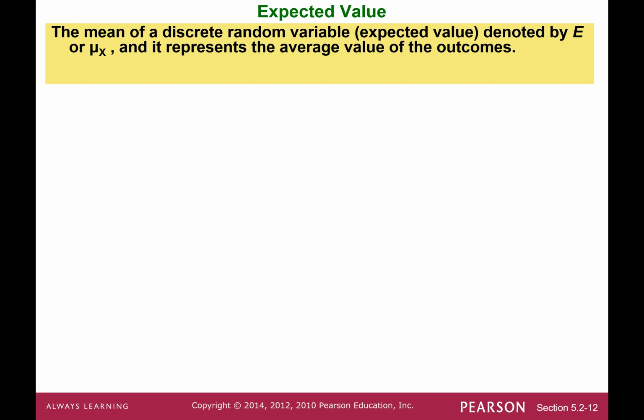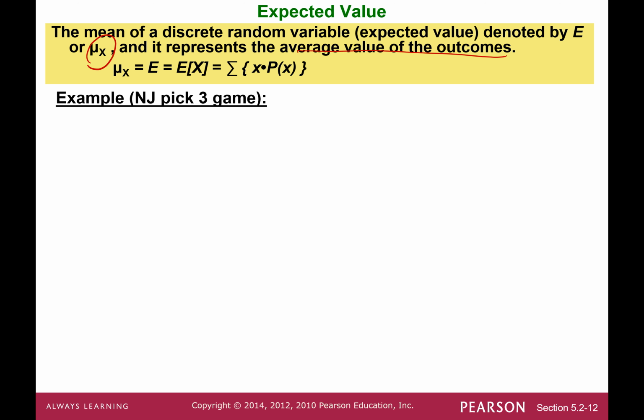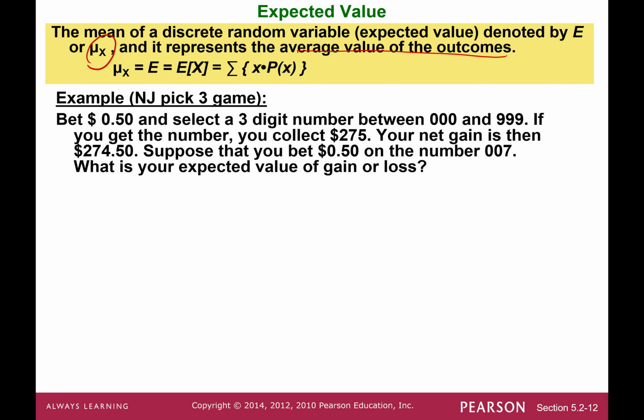Now let's quickly review the expected value. The mean of a discrete random variable is denoted by E, or mu of x, which represents the average value of the outcomes. Okay. Now let's take a look at this example from the New Jersey Pick 3 game. So you bet 50 cents and select a 3-digit number between 000 and 999. If you get the number, you collect $275. Your net gain is then $274.50. Suppose you're betting 50 cents on the number 007. What is your expected value?